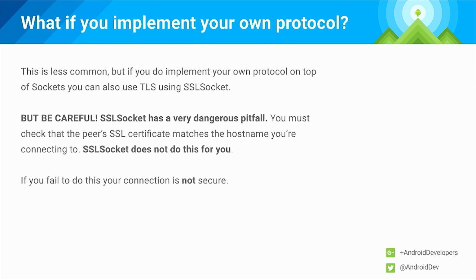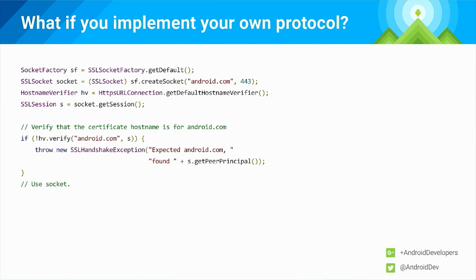If you just use Java sockets, you can wrap it and just use an SSL socket instead. There is one very, very big pitfall, though, that you need to keep in mind: unlike what the HTTP clients do, SSL socket does not check that the host you're connecting to is the host you expect it to connect to. This is really important. If you don't do it, your connections are completely insecure. I'll talk more about it when I get to the mistakes. So here's some sample code. The important bit is this hostname verifier verify, to check that we actually connected to android.com and not, say, evil.com.